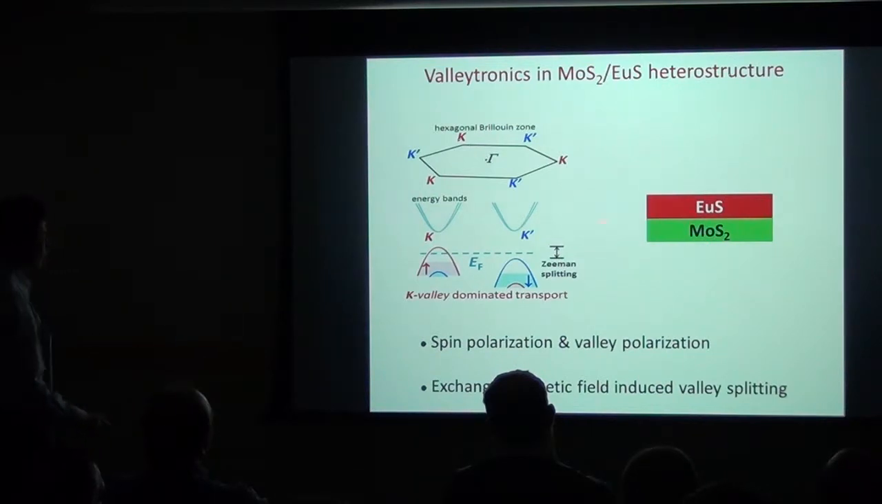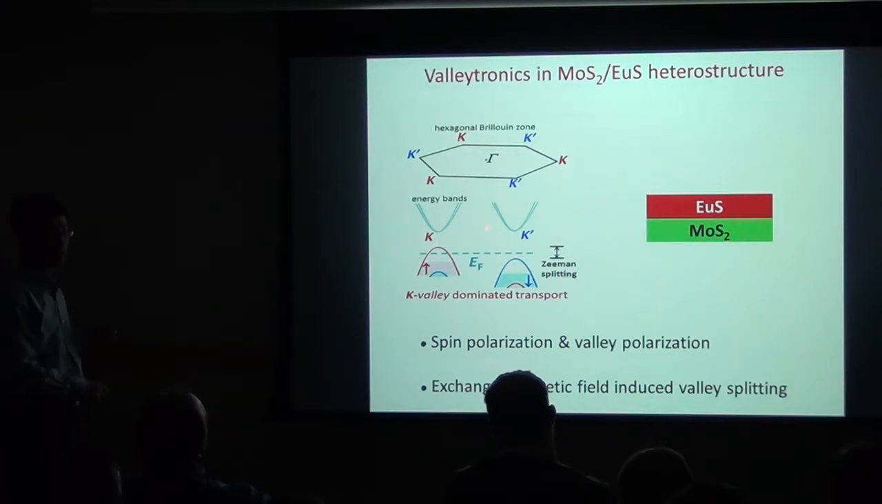So that kind of coupling actually Zeeman splits the spin up and spin down states at two different K points. That splitting provides us the freedom to create what's so-called valleytronics. Because of the Zeeman splitting, that makes the spin up and spin down different. If we place the Fermi level across only the spin up band, then we can make the transport of the system dominated by only one K valley. So that's what's so-called valley polarization or valleytronics.